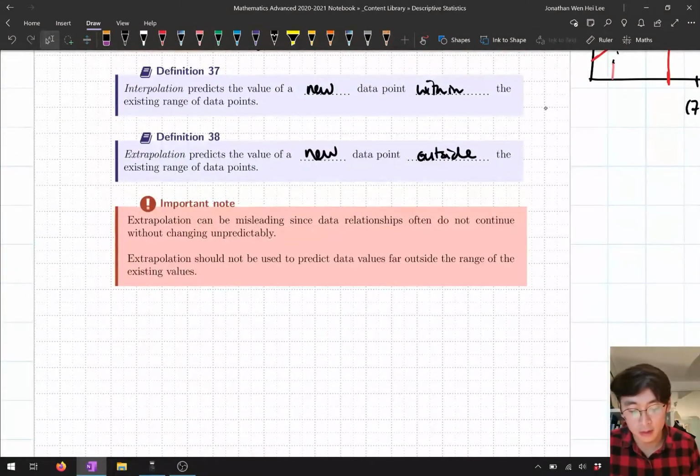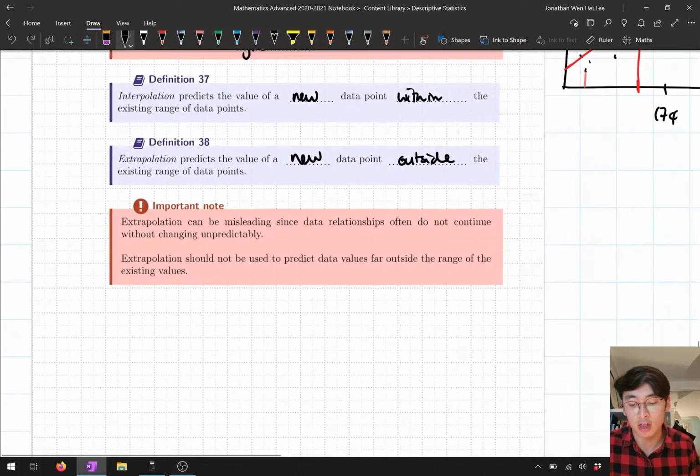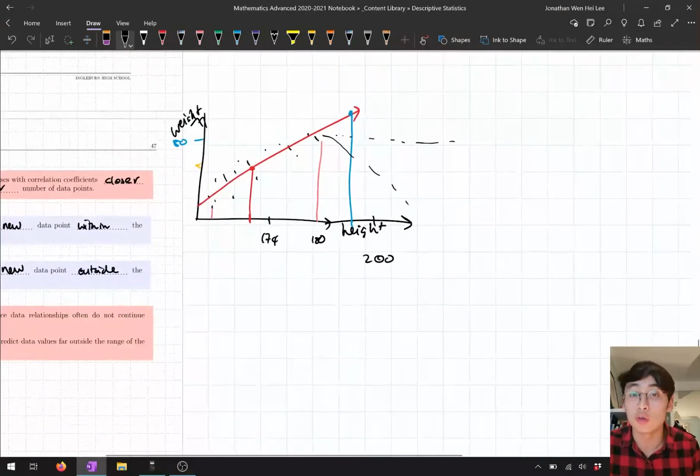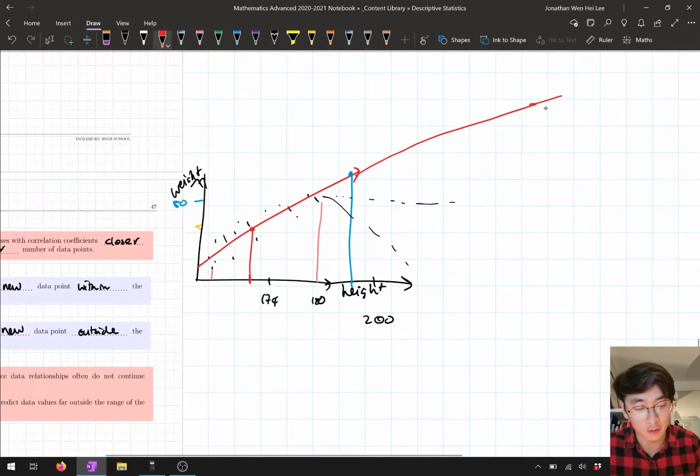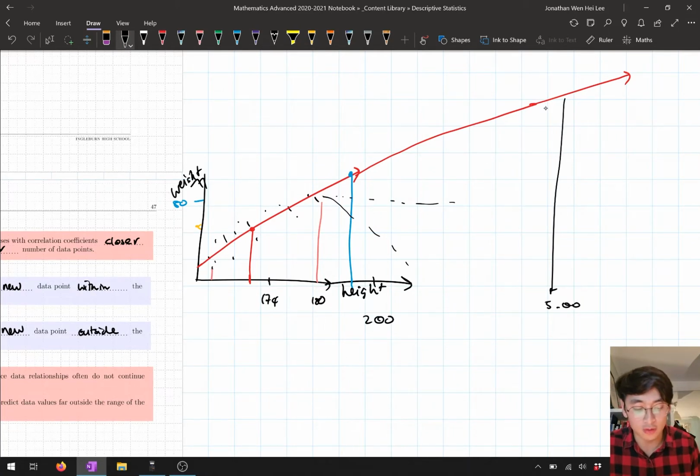So extrapolation should not be used to predict values far outside the range of existing values. So I shouldn't use this graph, for example, to predict the height of someone who is 5 meters tall. For a few reasons. One, I don't think, one day maybe we'll get there. But two, it's just not going to be very accurate. This is a massive outlier which just doesn't sit in with the rest of the data, and so you're not going to be able to make an accurate prediction here.